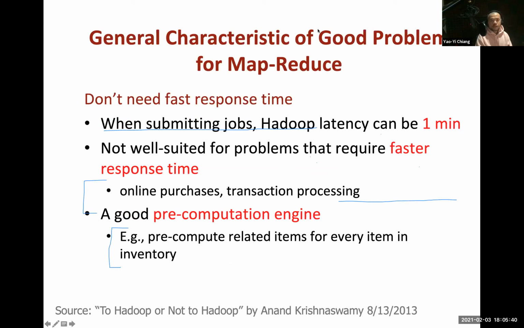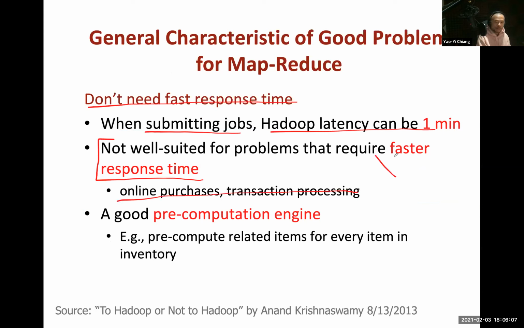So other things about MapReduce is when you start to use MapReduce, your application should be the one that does not need fast response time. That means when you submit, for example, submitting jobs, Hadoop latency can be 1 minute. So you will never be able to get a real-time answer. So something that would require you to have a faster response time, like online purchase, transaction processing, these are not good for MapReduce. But MapReduce is a really good computation and pre-computation engine, which means if you want to run something overnight, then you take the result, you do online processing, you're good.